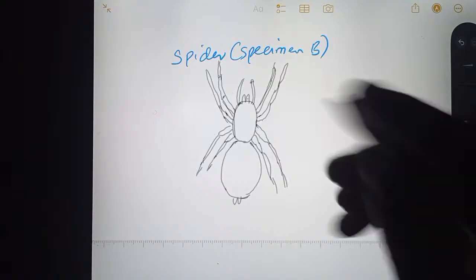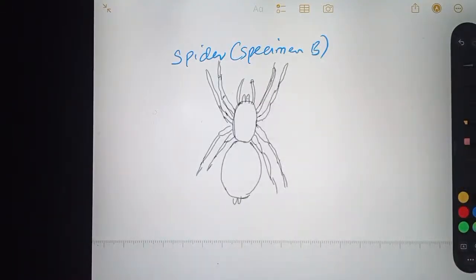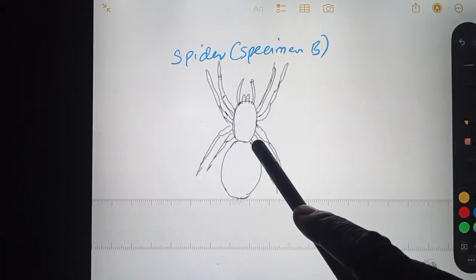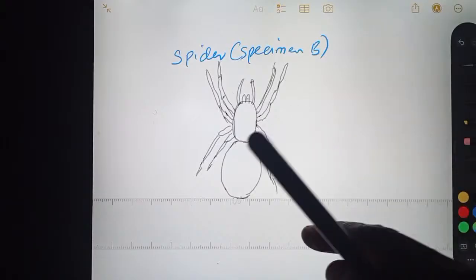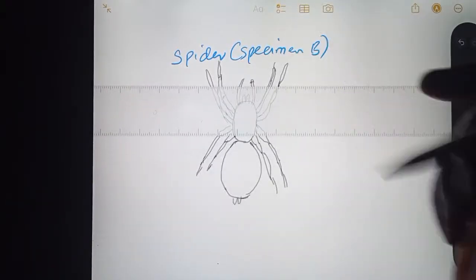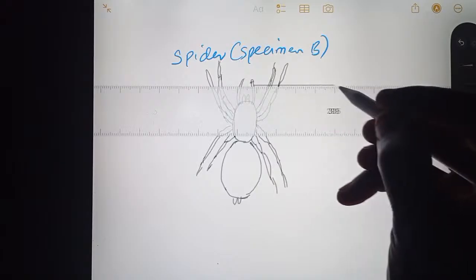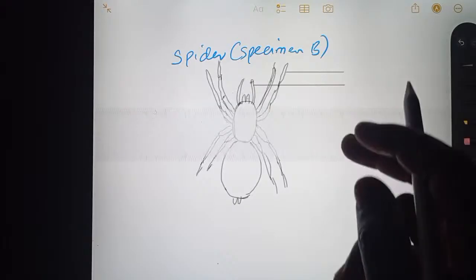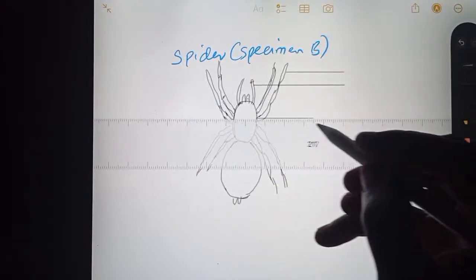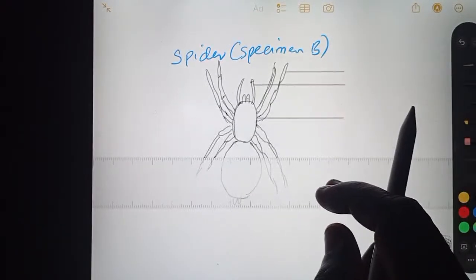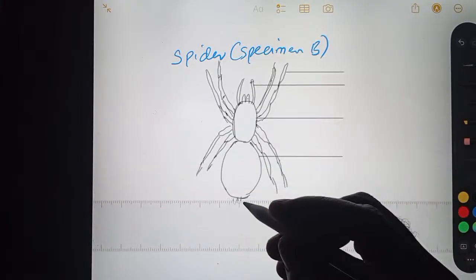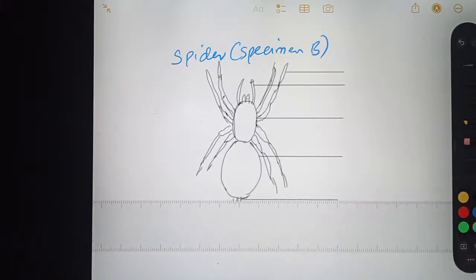So you have your specimen B settled. Remember to obey the size of the diagram. We now have 4 pairs of walking legs, 1, 2, 3, 4, which totals 8. Your guidelines must be ruled. Here is the cephalothorax. Remember, it has 2 body divisions. There is nothing much to label. Here is the abdomen, and here is the spinneret for producing the cocoon. We are settled with this now.